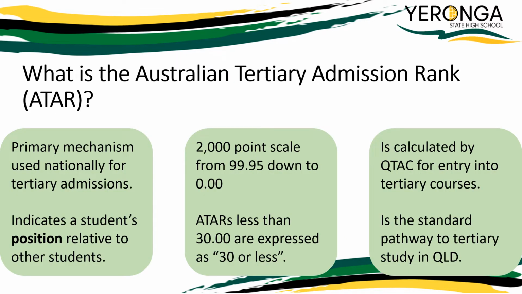To summarize, what is the ATAR? The ATAR is a primary mechanism used nationally for tertiary admissions. It indicates a student's position relative to other students. It is based on a 2,000-point scale from 99.95 down to 0.00. ATARs less than 30 are expressed as 30 or less. ATARs are calculated by QTAC for entry into tertiary courses, and is a standard pathway to tertiary study in Queensland.